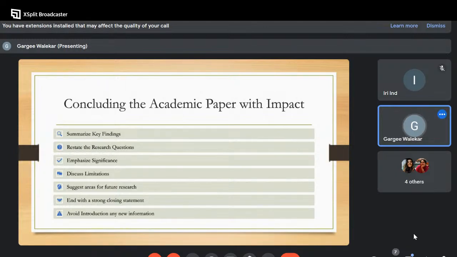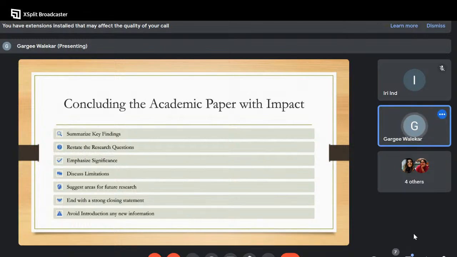Second would be to restate the research questions. What do I mean by restating the research questions? We have to go back to the research questions and write in a format showing that you've answered them. You have to give an answer to the research questions that you have set for your paper. For example, our study has aimed to address these questions, and these are the findings, and we have successfully answered them. All right. The third would be to emphasize significance.